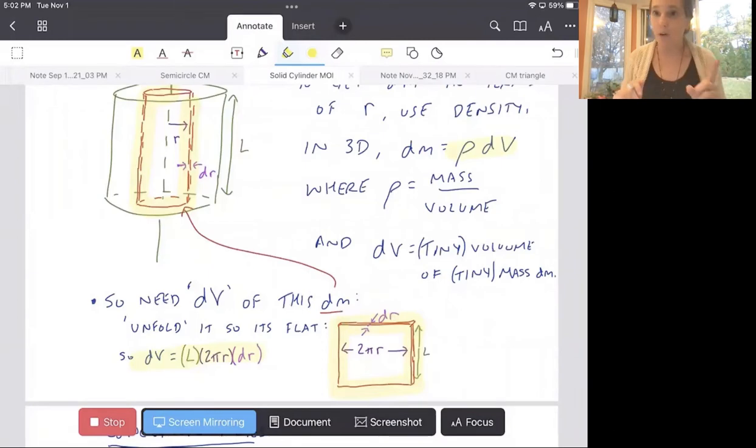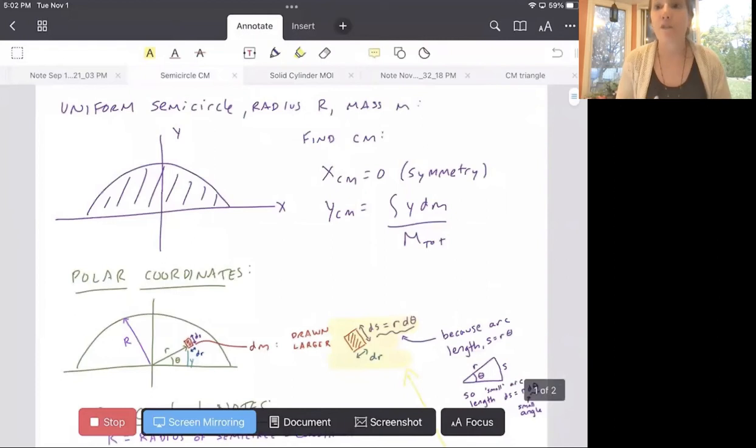And again, what's important is that every part of this dm is the same little distance r from that center axis, or else it won't work, because I can't then add up all my r squared dm. Let's look and see what it looks like for our center of mass integrals.